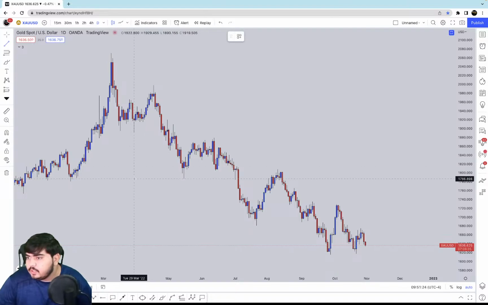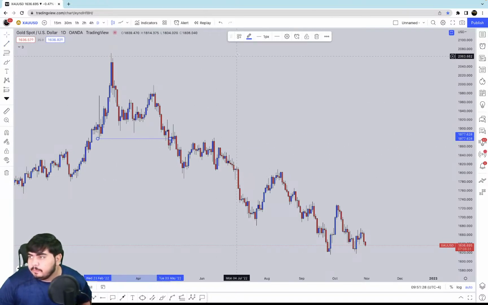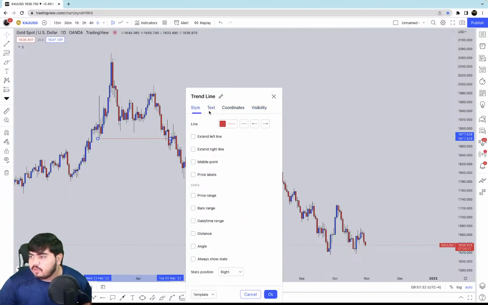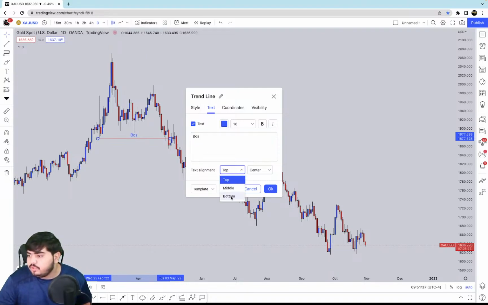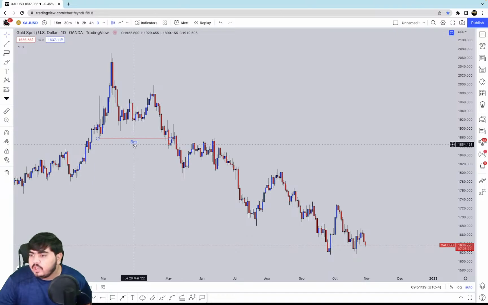Now let's mark up the market structure. The market actually broke its structure toward the downside here. So we have our first break of structure toward the bearish side here. Let me make the mic a little bit closer. I think this is good. So we have our first break of structure here.